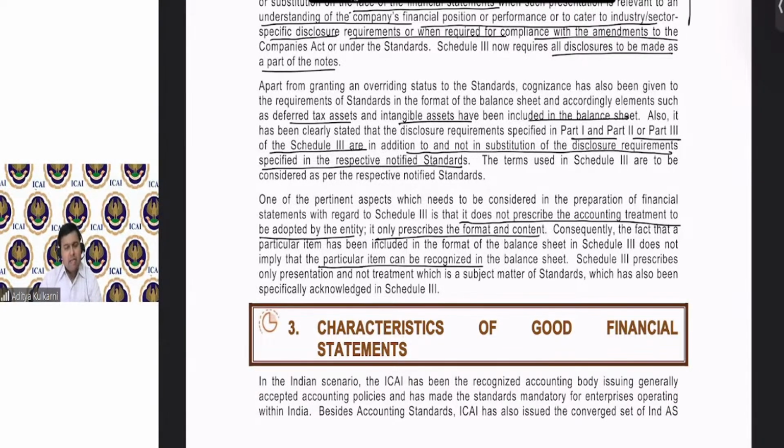So we'll quickly run through Schedule 3. You are aware of the formats. Have you done Schedule 3 when you prepared your consolidation questions, when you did business combination and consolidation? Yeah, have you done that?